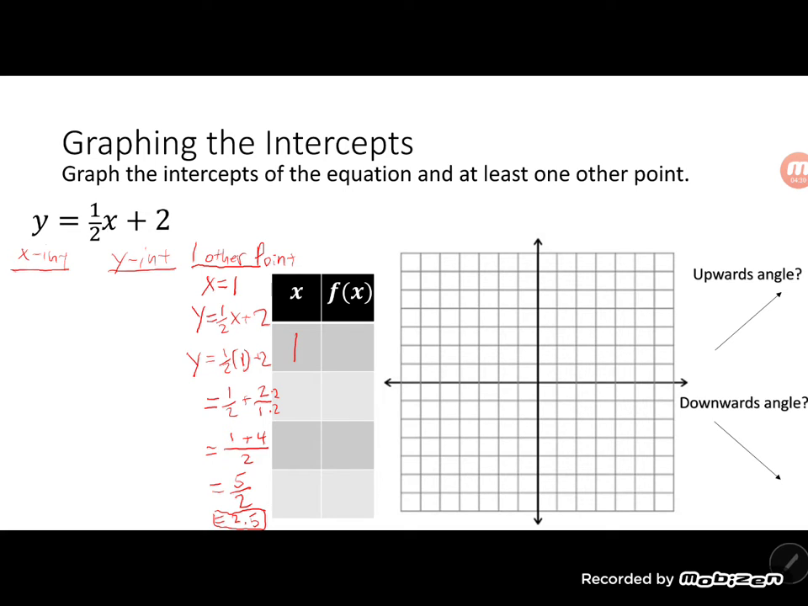Right? I just picked out the number 1, and it turned out the y value was 2.5. So now we can go ahead and put this on our graph. So we go over 1, up 1, 2, and a half right there. Okay, so again, that was one part out of this whole question.